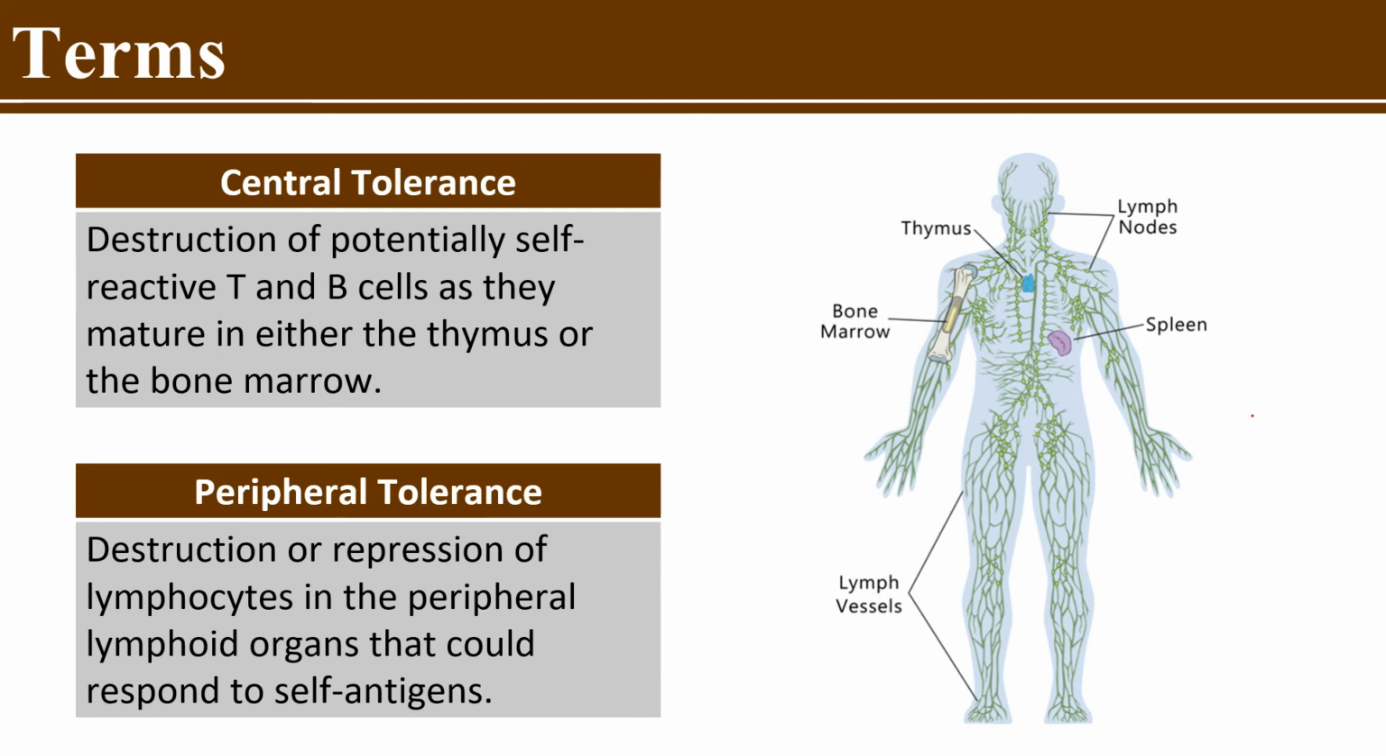Then we also have your central tolerance, class. Now, this would refer to the destruction of potentially self-reactive T and B cells as they mature in either the thymus or the bone marrow. Now, class, we have two types of cells in your lymphocytes. You have your T cells and your B cells. So, T cells would usually develop in the thymus, while your B cells would usually develop in the bone marrow. So, just remember the first letter. T cells, T, thymus. B cells, B, bone marrow. Just for you to remember the organ where they will mature.